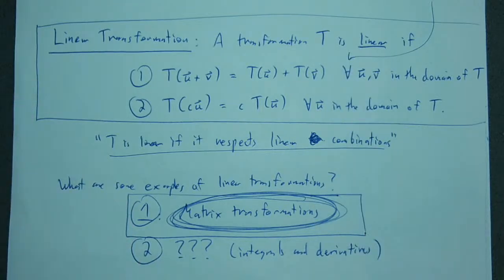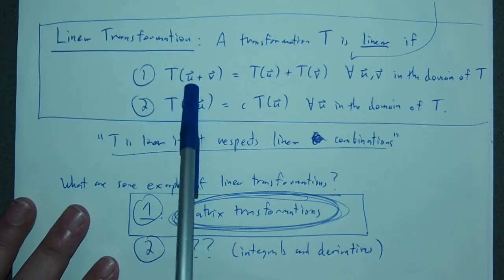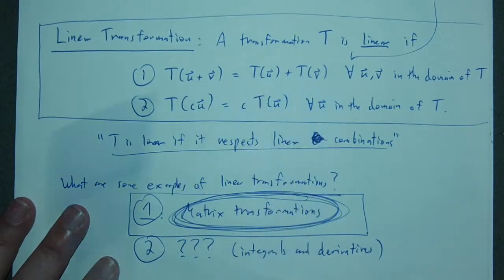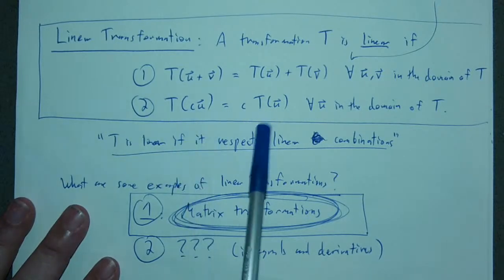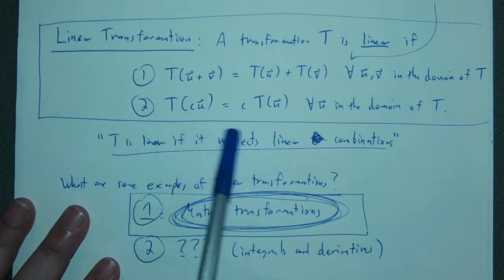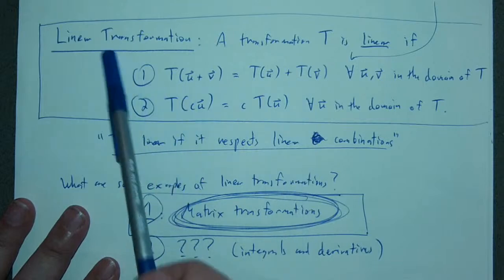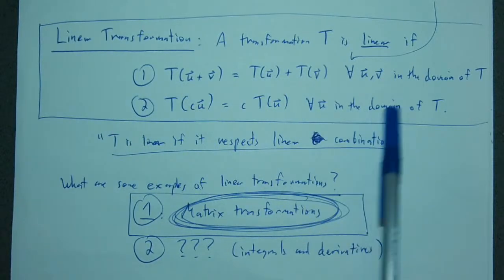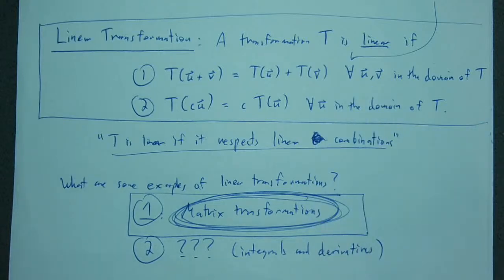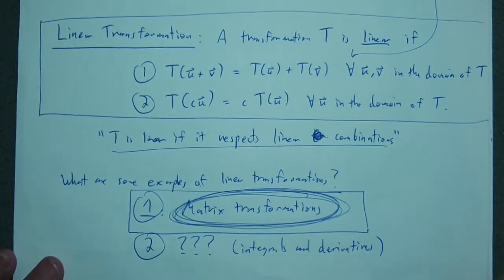So it is linear if T applied to a vector sum is the sum of those transformations, so T of u plus T of v, and T applied to a scalar multiplication, scalar times vector, is actually scalar times T applied to the vector. So I can pull scalars out of linear transformations, and linear transformations split up across sums. And this has to be true for every single vector in the domain. All right, which I tidied up as saying it's linear if it respects linear combinations.